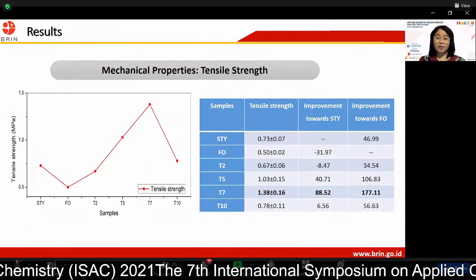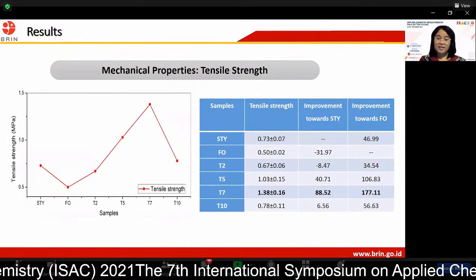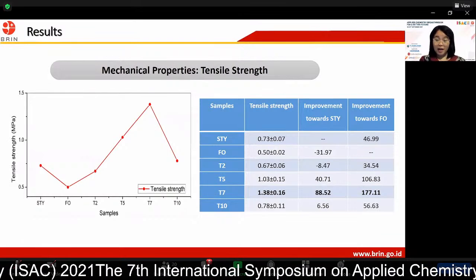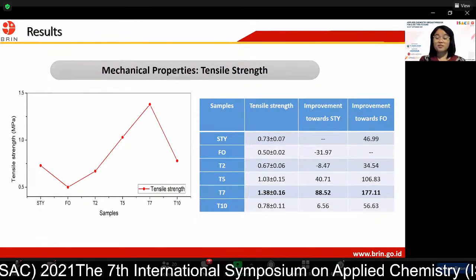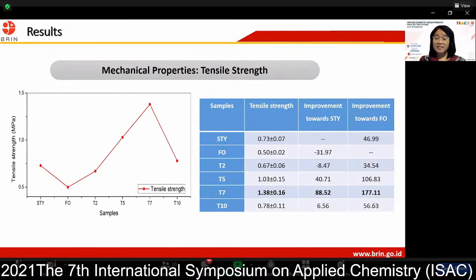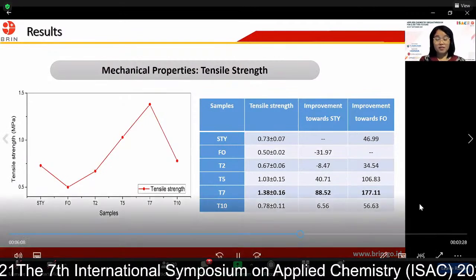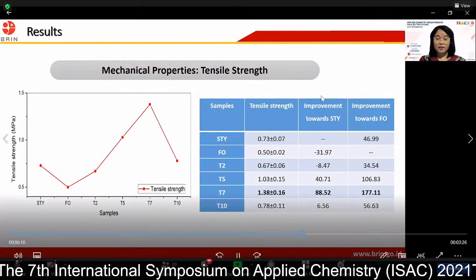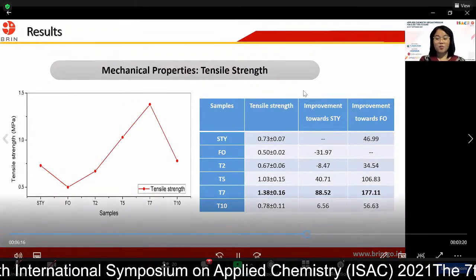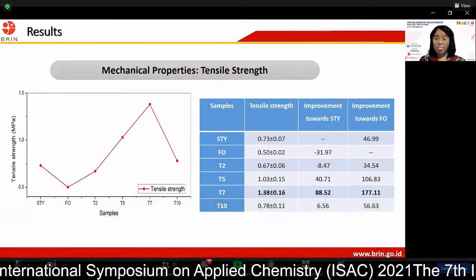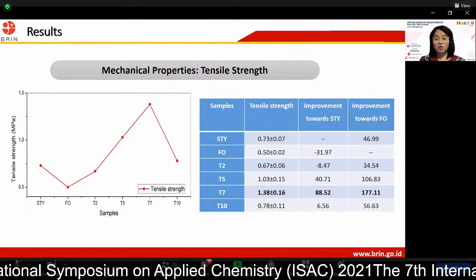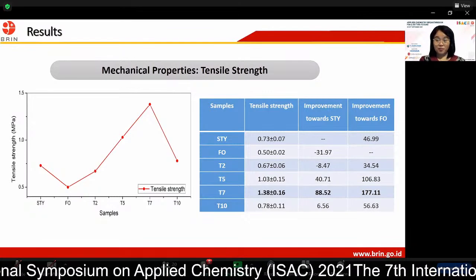So this is the mechanical properties. We can see here that the addition of microfiber cellulose above 5% shows an improvement of the tensile strength, and it is optimum at 7% of microfiber cellulose inclusion, with an improvement of about 88% compared to the styrofoam, and even reaching up to 170% compared to the neat starch biofoam.